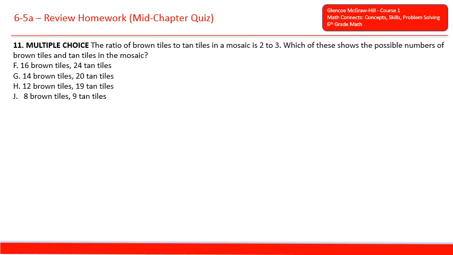Number 11, multiple choice. The ratio of brown tiles to tan tiles in a mosaic is 2 to 3. Which of these show the possible numbers of brown tiles and tan tiles in the mosaic? So let's look at F. We have 16 brown tiles, 24 tan tiles. We need to find the greatest common factor, which is 8. So we divide 16 by 8 to get 2, 24 by 8 to get 3, and we get 2 brown tiles to 3 tan tiles. So that one is equal to what we're looking for.